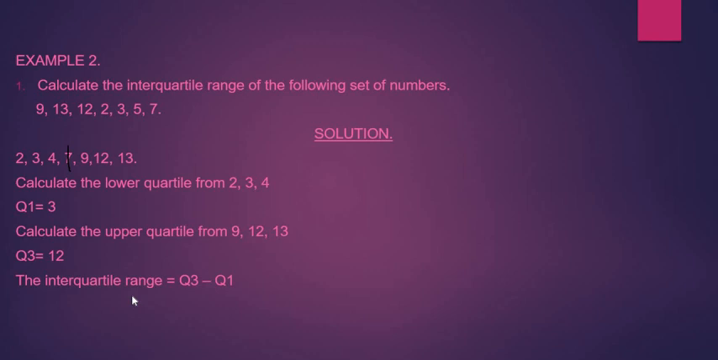So we move on and calculate the interquartile range, which is the difference between the upper quartile and the lower quartile. Now we know that our upper quartile is 12 and our lower quartile is 3. When we do that subtraction, we are going to get 9. Therefore, the interquartile range is 9. The interquartile range for this set of numbers is 9.